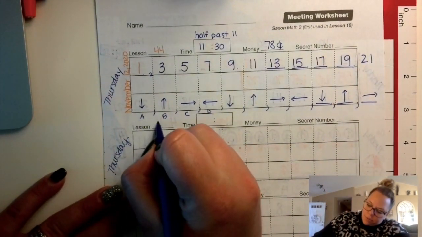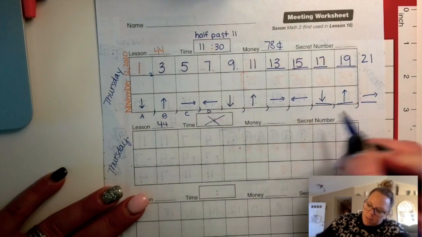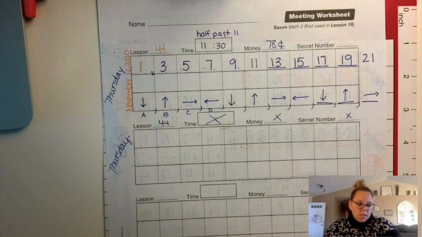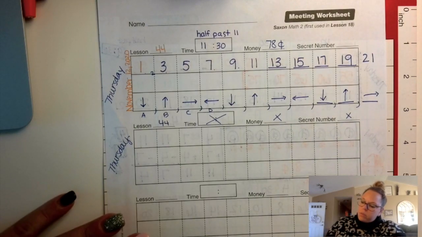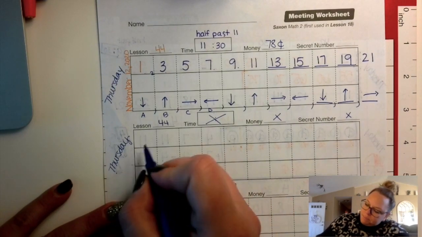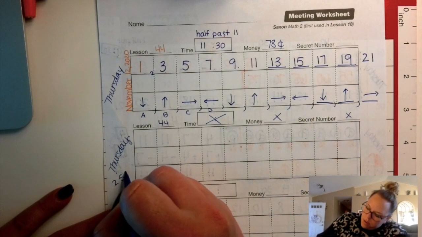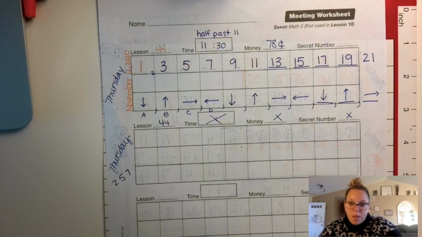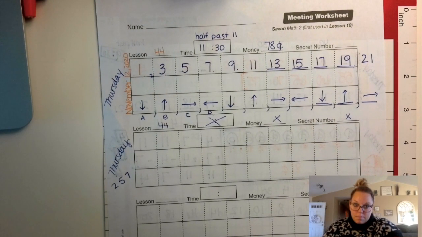So still lesson 44, nothing's different about it. We're not doing another time, we're not doing another money. We don't have a secret number. But I want to use it so that you can work with the numbers 2, 5, and 7. Those are the 3 numbers we're going to use today for our fact family.